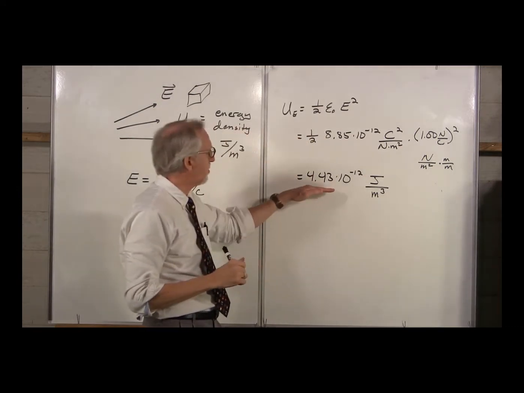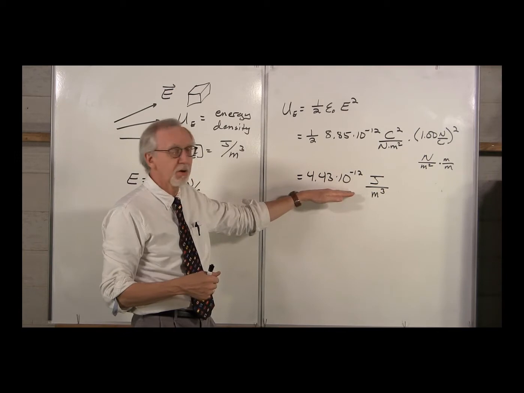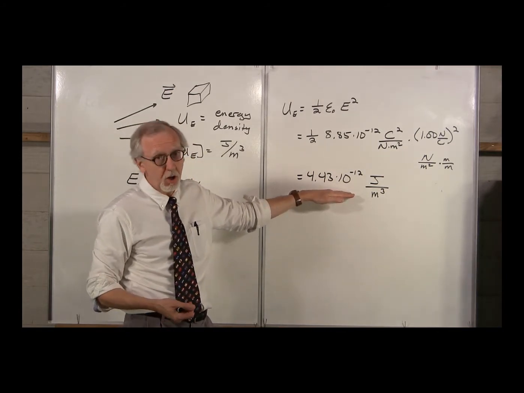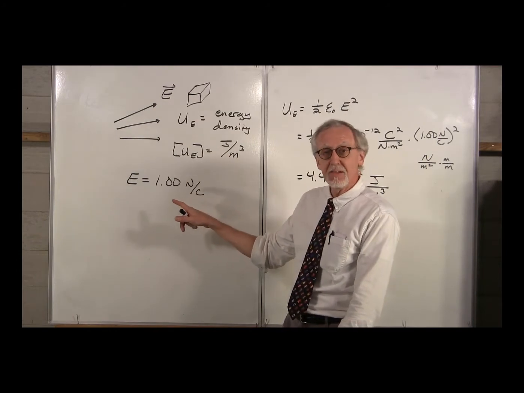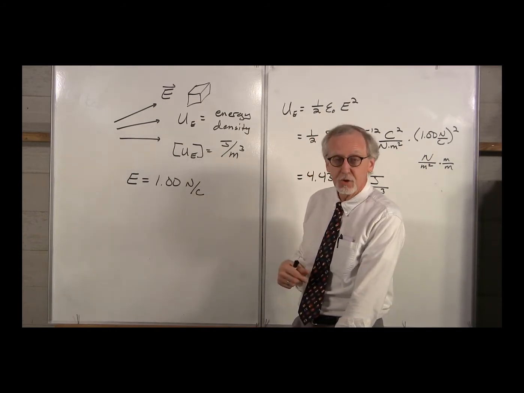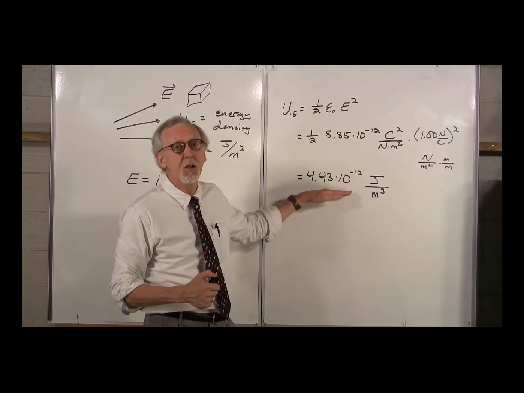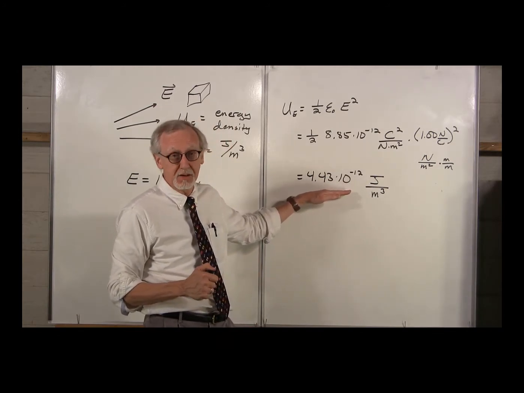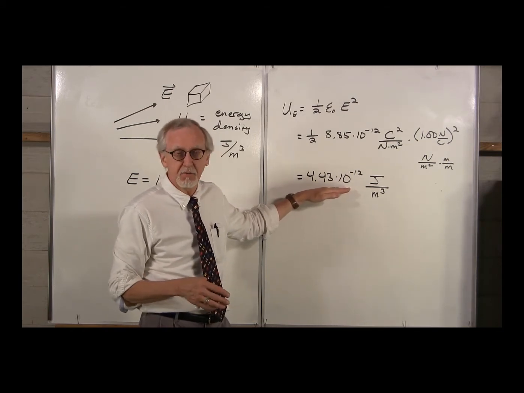Well, let's look at this number. 4.43 times 10 to the minus 12. Tell me something about that number. It's very, very small. So for an ordinary everyday type electric field, 1 Newton per Coulomb, we're talking about a very, very small amount of energy stored in the electric field. So not very much energy in your average ordinary electric field.